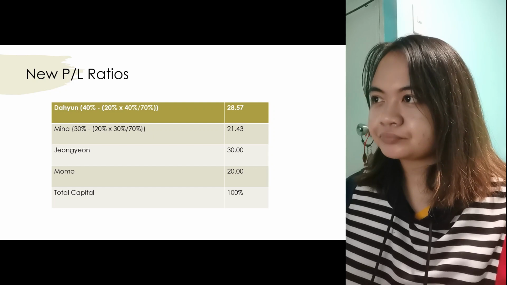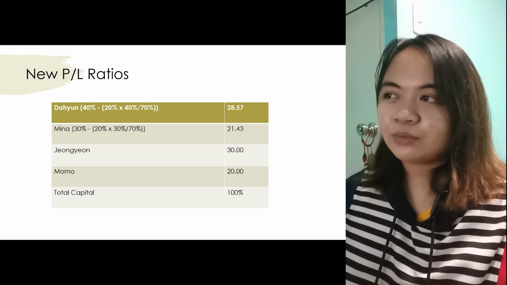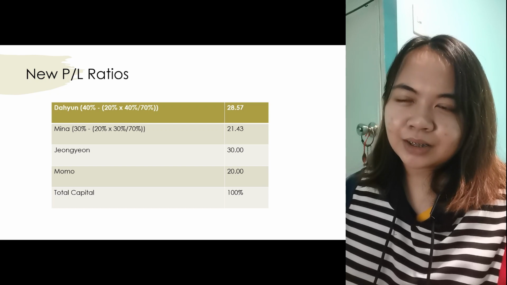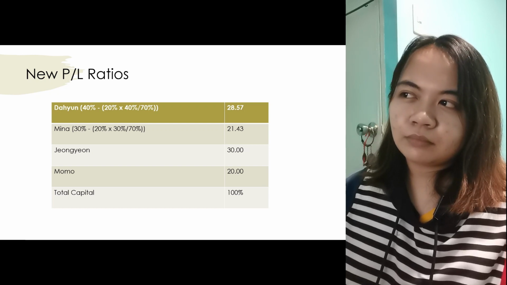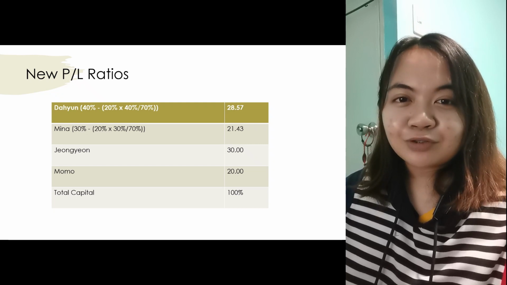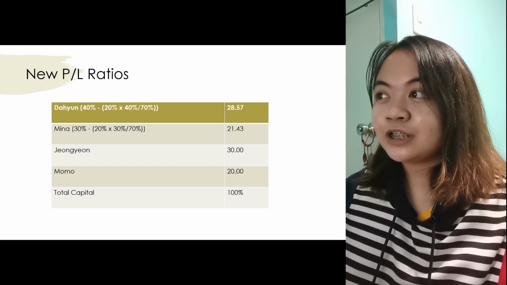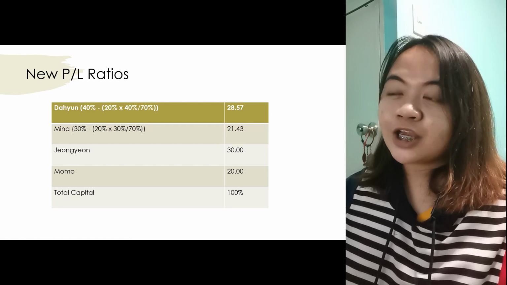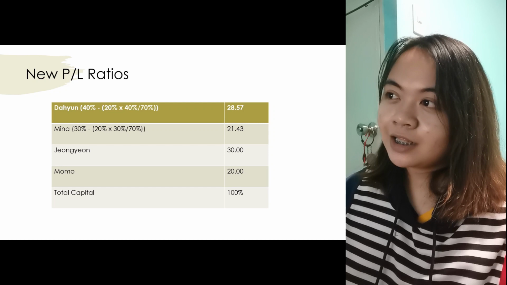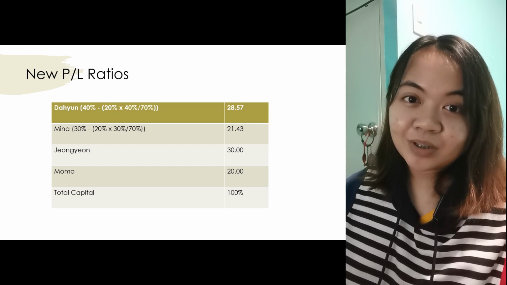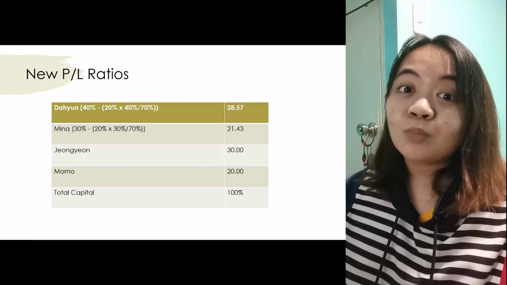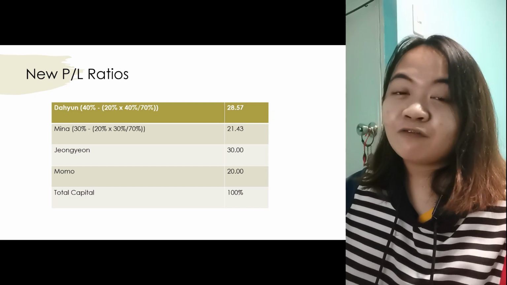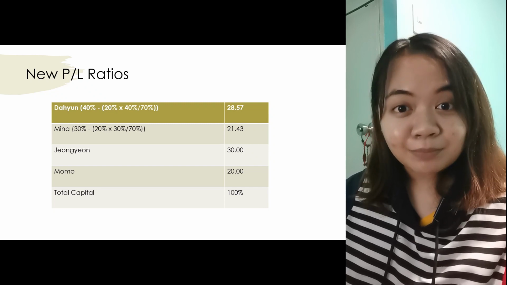Okay, next. We compute for the new P&L ratios. So, we have Dayon. Paano computein ang bagong P&L? So, unahin mo muna yung original capital ratio ni Dayon, which is 40%. I-deduct mo yung naging share niya sa 20%. Okay, 20% na binili ni Momo. Paano yun? 20% times 40% divided by 70%.